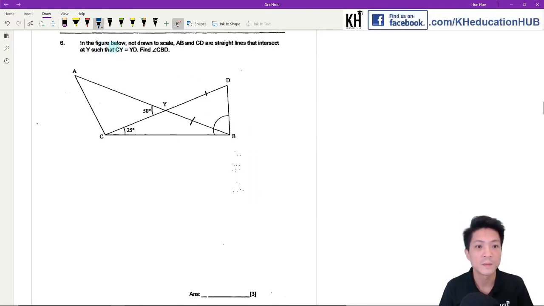Question 6. The figure below is not drawn to scale. AB and CD are straight lines that intersect at Y such that CY is equal to YD. I'm not so sure about this, it looks like it's accidentally drawn. Find angle CBD. That means this whole thing over here.